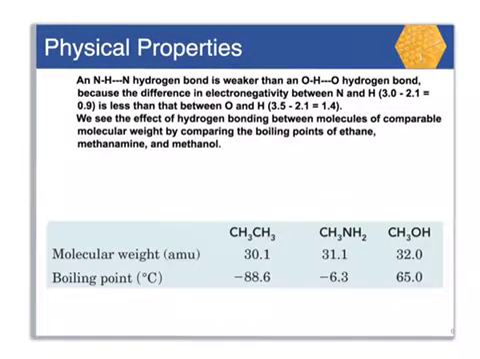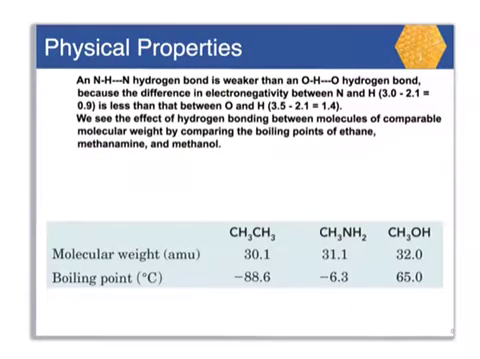Let's talk about some physical properties. A nitrogen-hydrogen bond is weaker than an oxygen-hydrogen bond. We can tell this by looking at the electronegativity difference between the N and the H and the O and the H. And remember, you always have your electronegativity tables on your reference sheets. Some of you forgot to use them on the last exam.